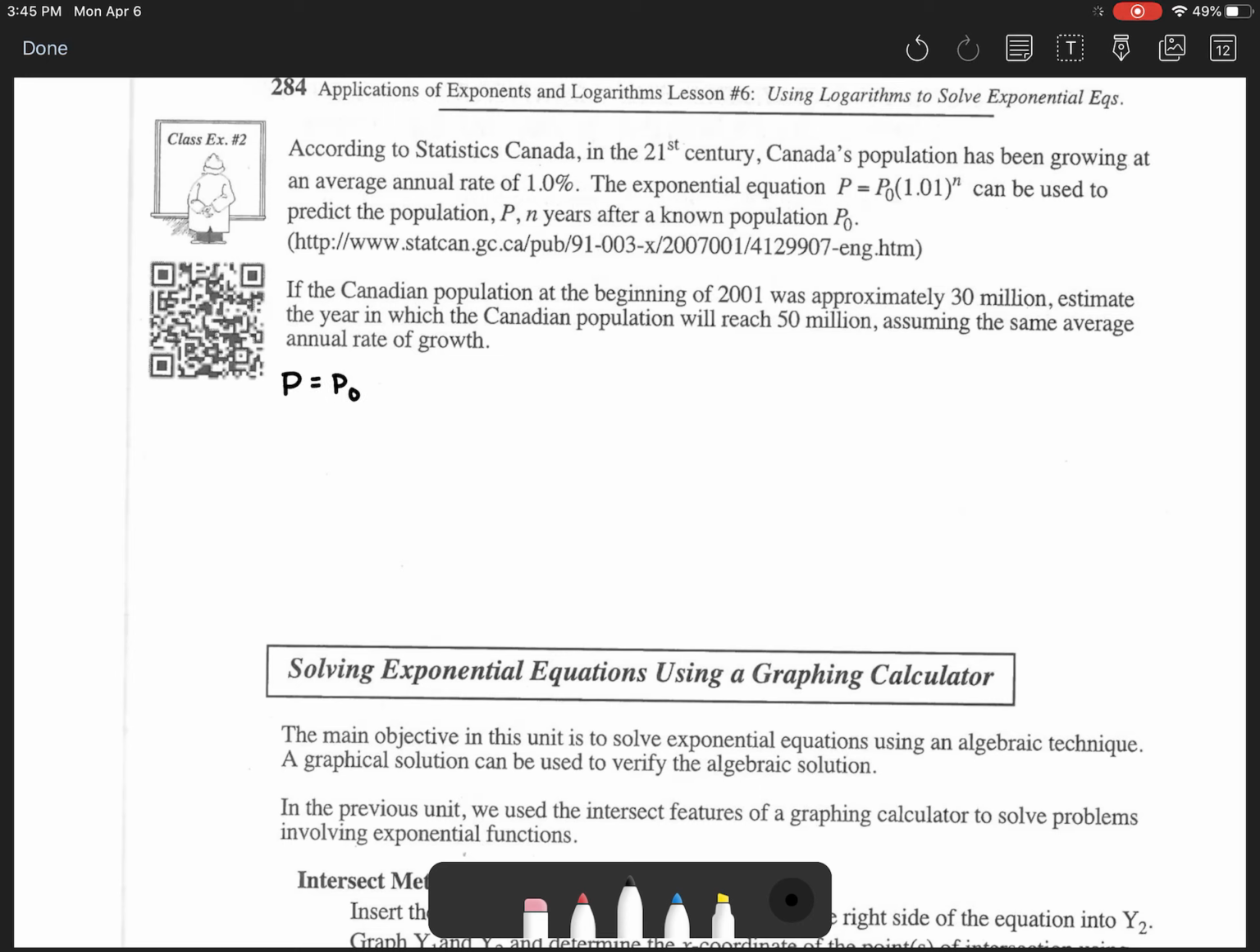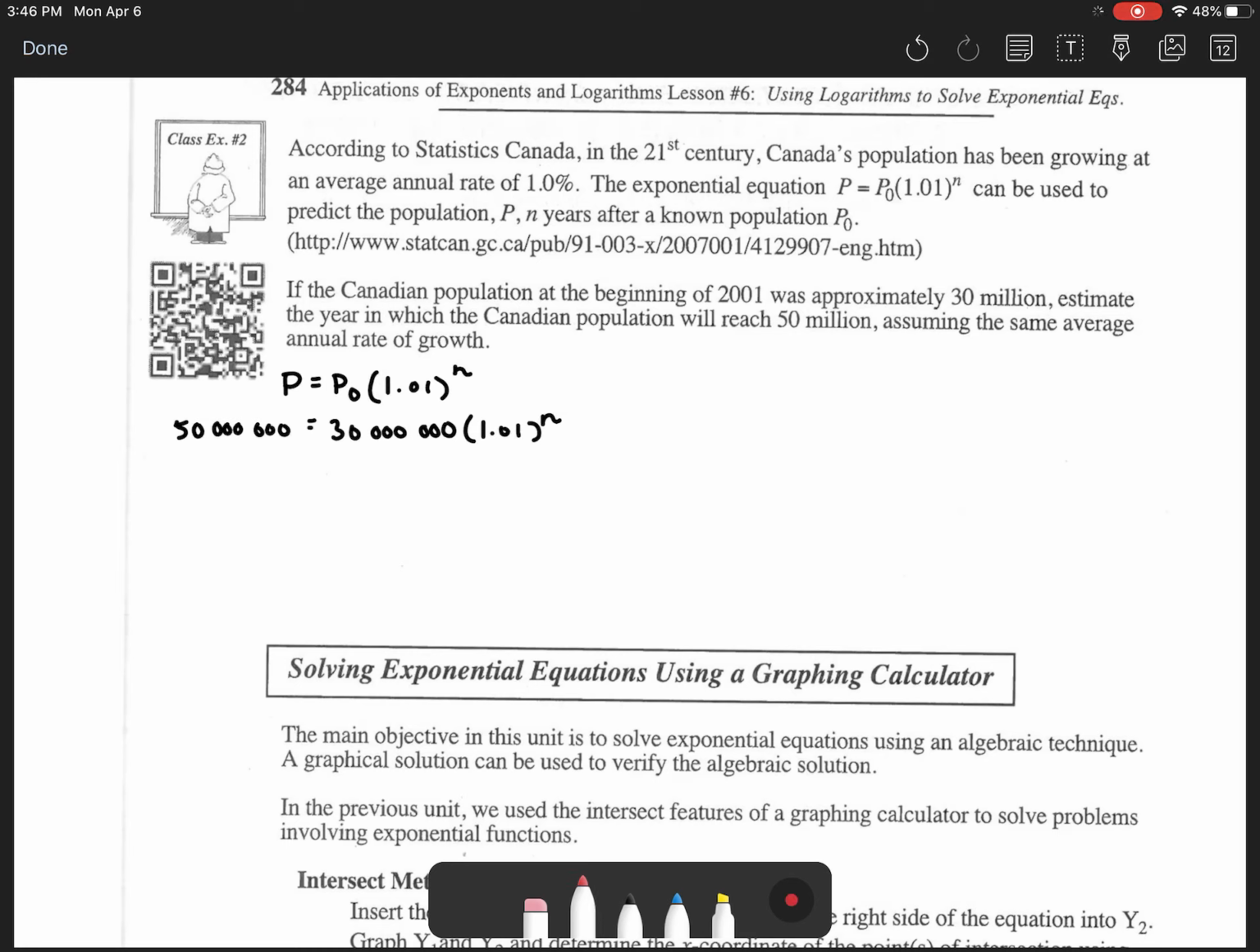So if I use my original formula here, which is P is equal to P naught, or the initial population, times the growth rate, 1.01. So again, that's 100% plus an additional 1%. To the exponent of n. I fill in the values that I know. I know that my final population will be 50 million. The initial population was 30 million. There's 30 million and 50 million. Growth rate is 1.01 to the exponent of n.